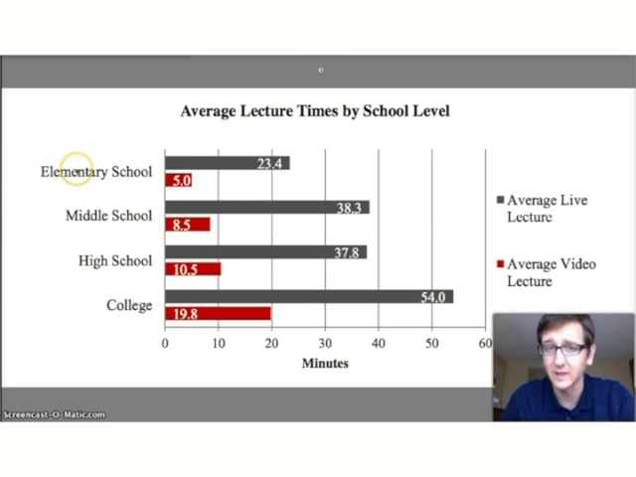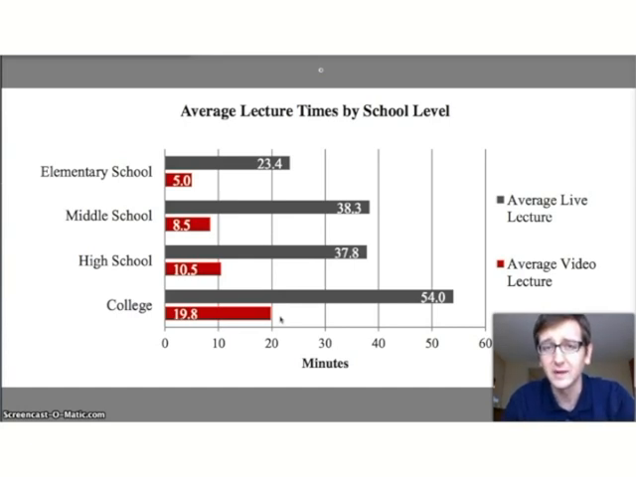So in elementary school, the elementary school teachers reported that the average length of their live lecture was 23.4 minutes, and the average length of a video lecture on the same topic that used to take them 23.4 minutes is 5 minutes. In middle school, the average live lecture is 38.3 minutes. Their average video lecture is 8.5 minutes. In high school, an average live lecture is 37.8 minutes, and their average video lecture is 10.5 minutes. And in college, their average live lecture is 54 minutes, and their average video lecture is 19.8 minutes.